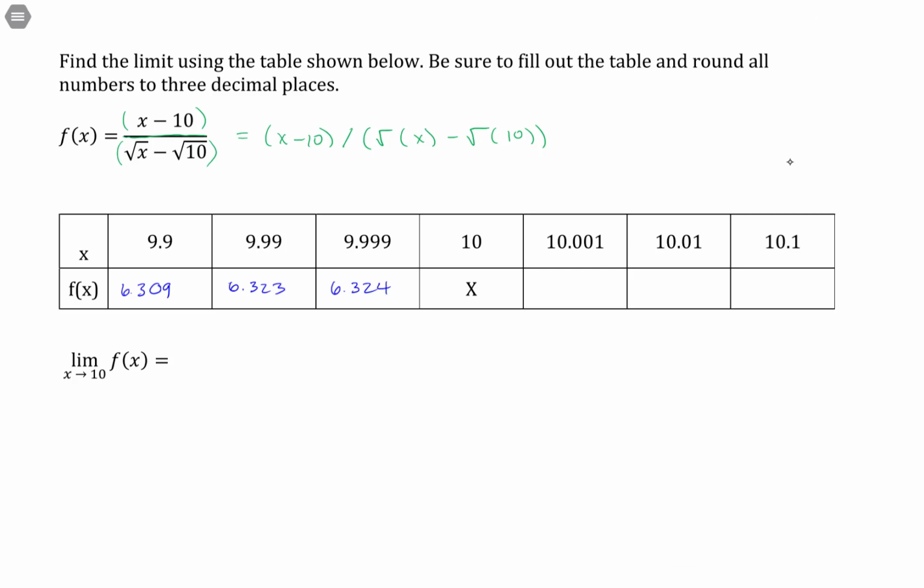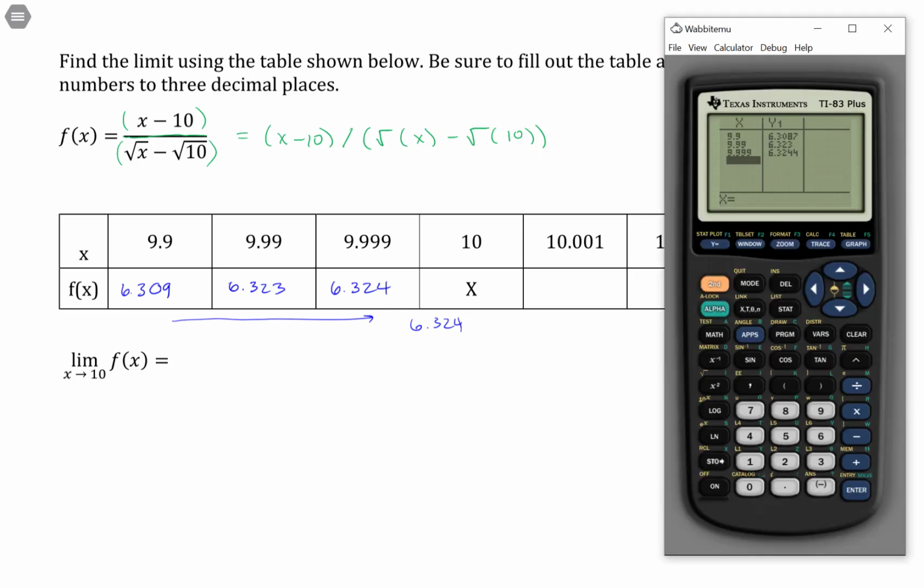Now, it might not look like it's actually approaching anything because you might be thinking to yourself that you have to approach some sort of an integer for there to be a limit. But that's not necessarily the case. Like, you can approach a decimal value just as easily. And I think that's what's happening here. So we're getting closer and closer to the value 6.324 on this side. So that's from the left hand.